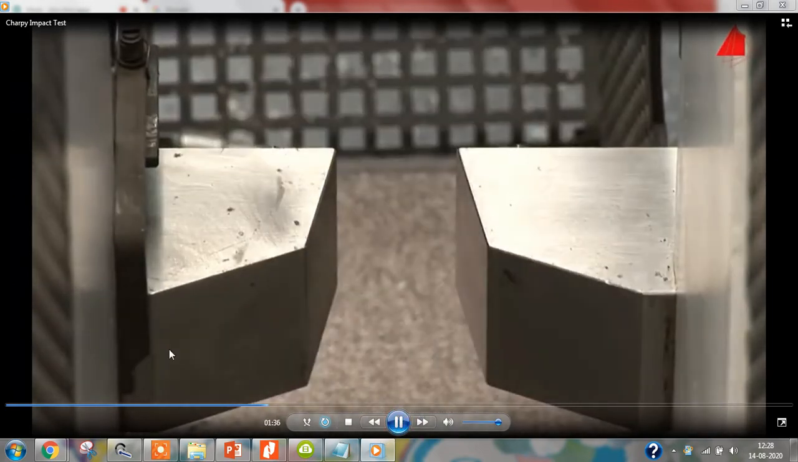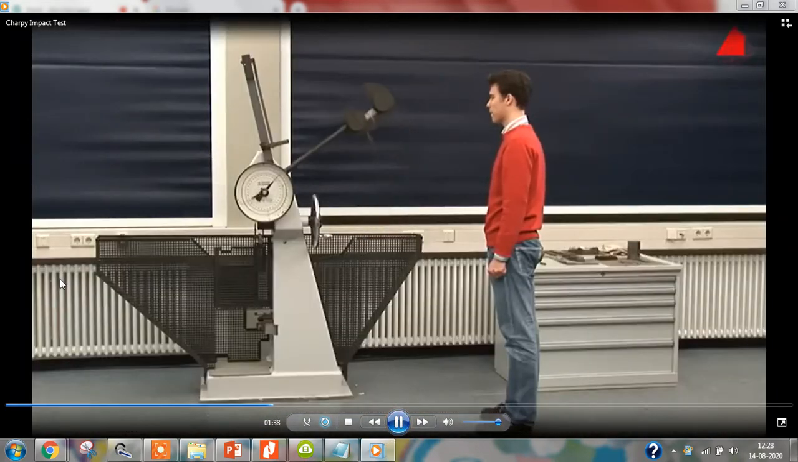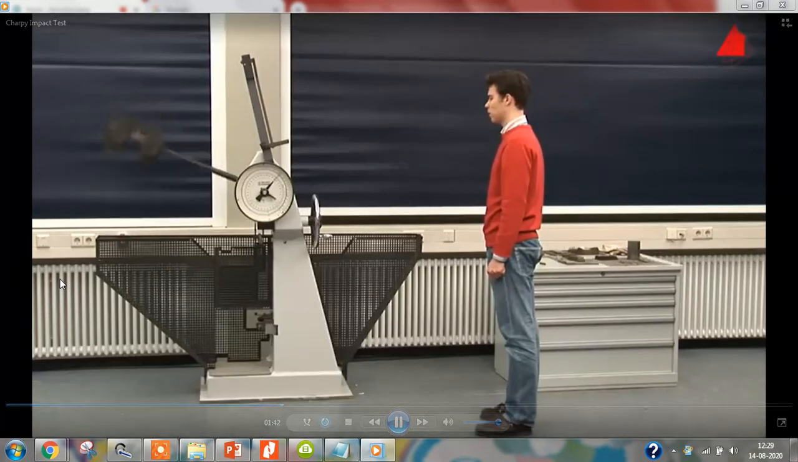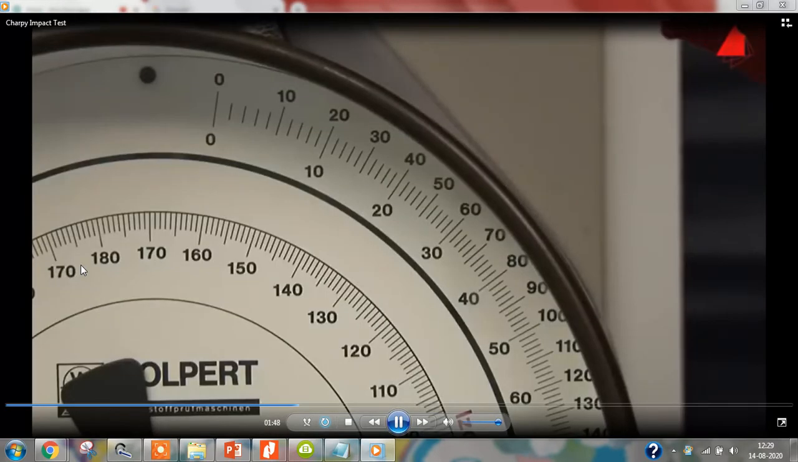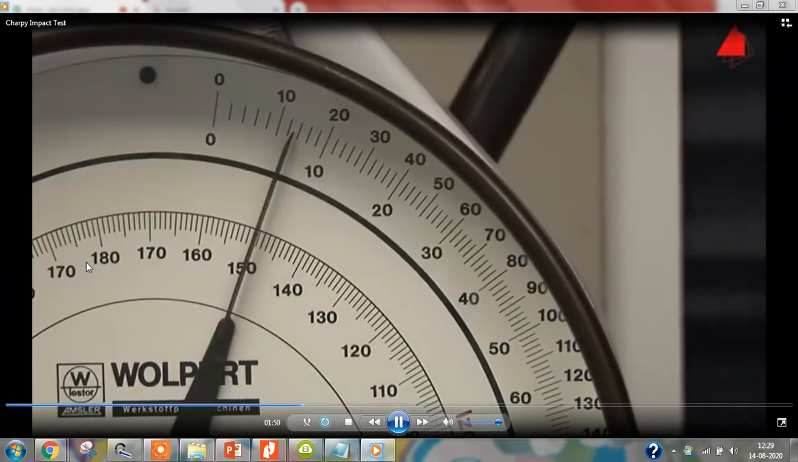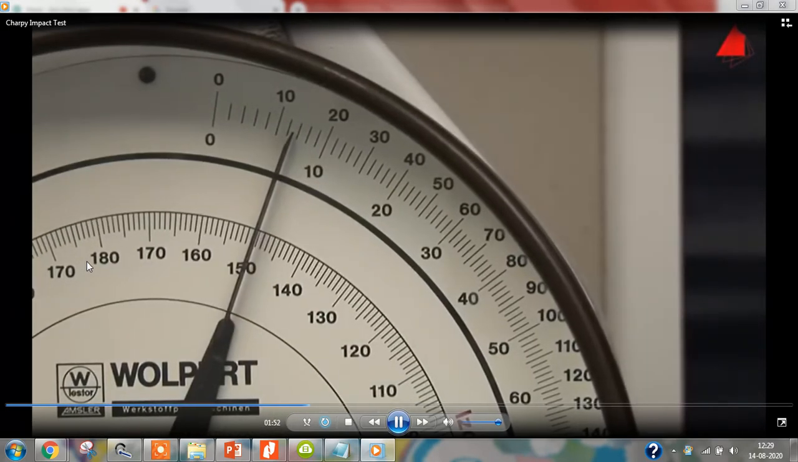Notch is on this side, the striker is hitting on the opposite side, okay? Striker is hitting the specimen in the opposite side of the notch and it is breaking the notch. The specimen absorbs part of the pendulum's energy, so the pendulum doesn't reach the full height on the other side. The amount of energy that has been absorbed by the specimen can now be read off at the position of the drag indicator. It only amounts to 13 joules in this test.